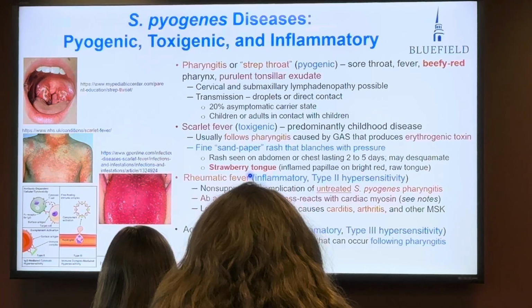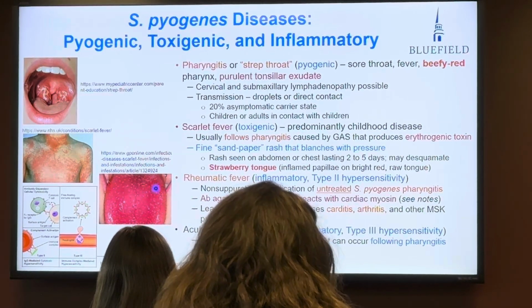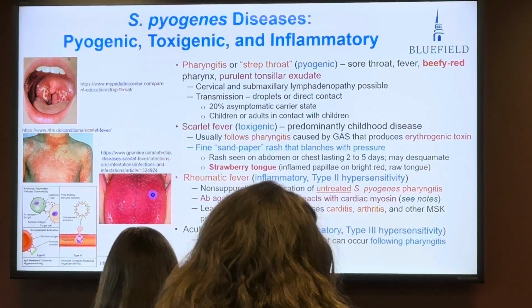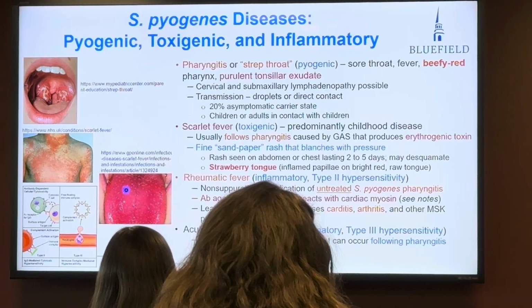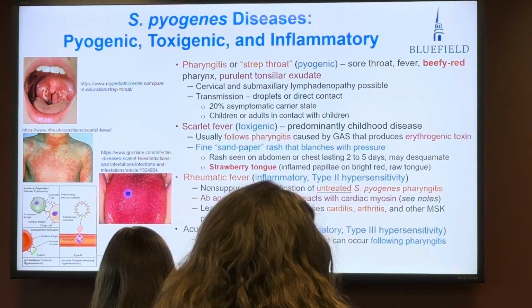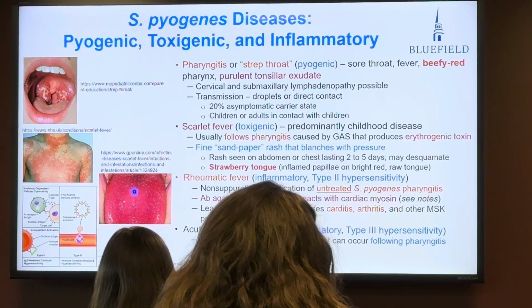But also another thing, strawberry tongue. Here's your strawberry tongue. Because of all the inflammation, all the toxigenic activity, here's your little red strawberry tongue, and then all the papillae, all your taste buds, are raised there, and they're white. They're not getting the circulation, they're not getting the toxin, so they don't turn that edematous red color.